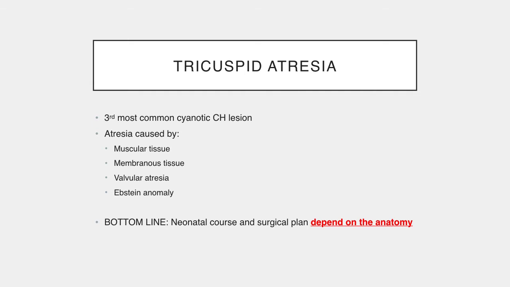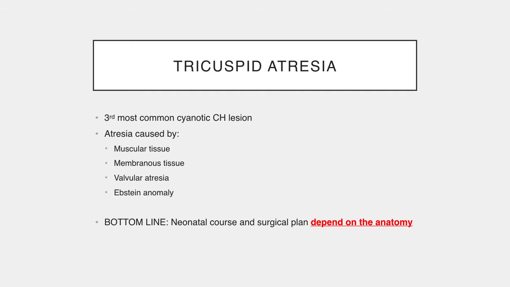There can be a muscular shelf of tissue that leads to this atresia, a membranous shelf of tissue. The valve itself may be atretic. And then there's a subtype of tricuspid atresia worth knowing about, Epstein anomaly, in which you have downward displacement of the tricuspid valve into the RV, creating atrialization of the right ventricle.